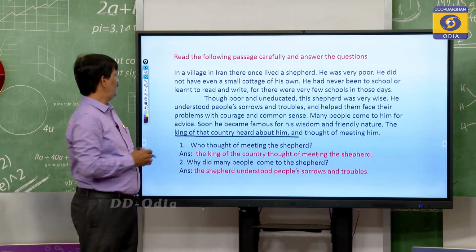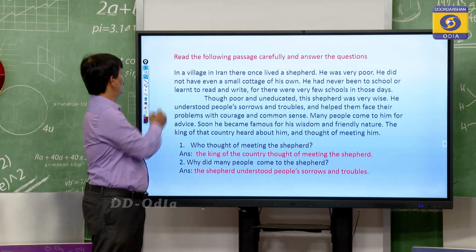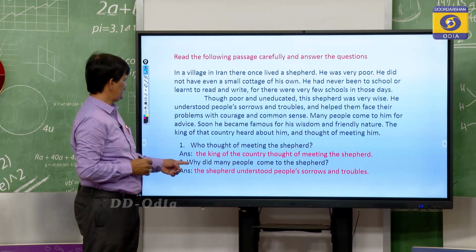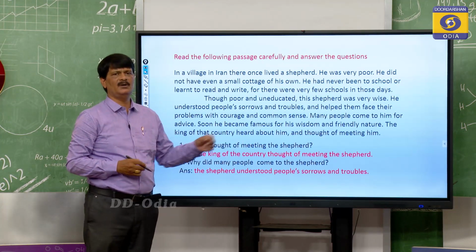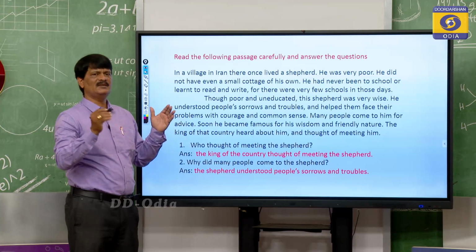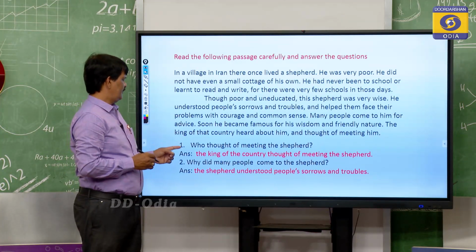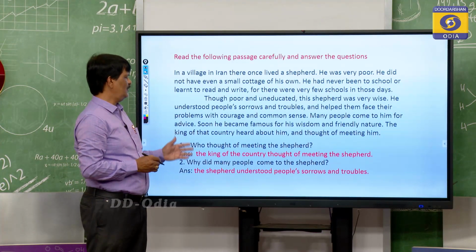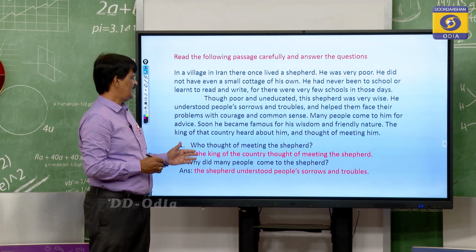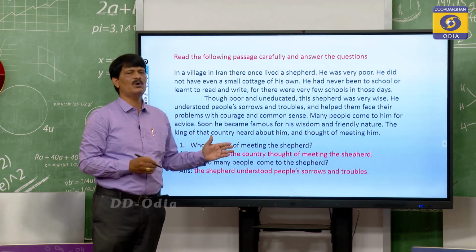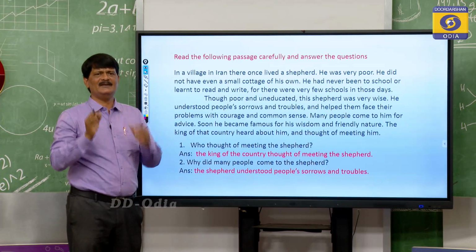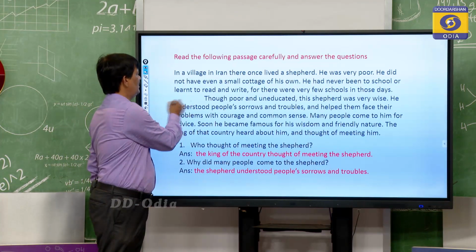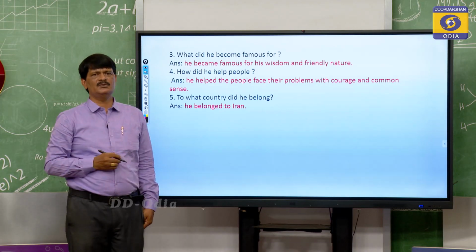Okay. Then you come to question number 2. What is the question number 2? You see, why did many people come to the shepherd? Many people of that country came to the shepherd because the shepherd understood the people's sorrow and trouble. The answer should be very precise, very clear, very simple according to the tense. Then you come to the third question.